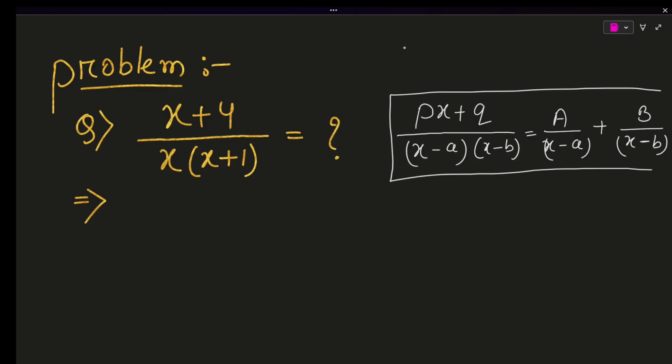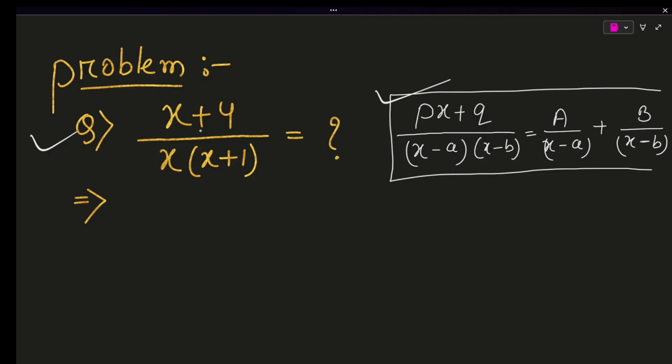In this video, we are going to solve another problem of type 1 of partial fraction. So here is our question. In the numerator, we have x plus 4 and in the denominator, we have x into x plus 1. So this is our type 1 based partial fraction.